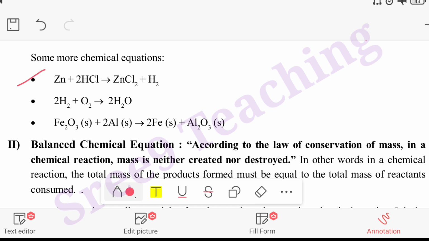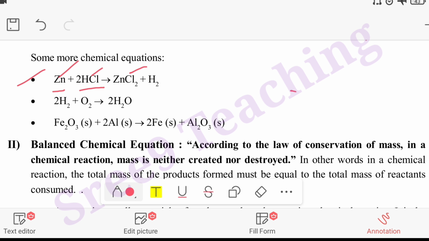First equation: Zn plus 2HCl gives rise to ZnCl2 plus H2. See here, once again I am reading for you. Zn plus 2HCl. Here Zn is zinc, HCl is hydrochloric acid, and the arrow mark shows the chemical change has occurred. And what is formed? ZnCl2, the formula for zinc chloride, and also hydrogen gas.